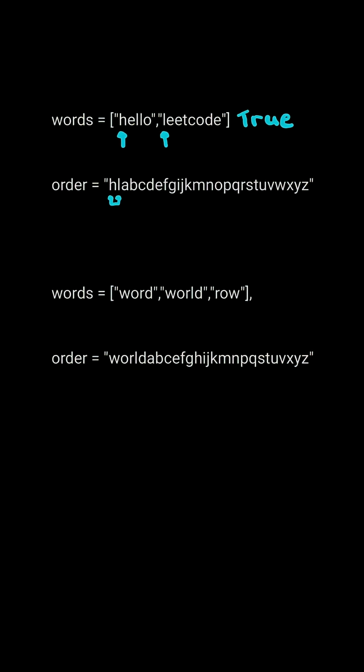Consider this new example. Let's compare the first letter in each of these words. Notice W comes before R in the alien language, so the word row appearing at the end of the sequence is lexicographically correct. Now we need to keep comparing the characters in the first two words to see if they are lexicographically correct. Eventually, we will compare D in the first word to L in the second word, but notice in the alien language, L comes before D. So this means world should be appearing first in the sequence to be lexicographically correct. So in this case, we return false.